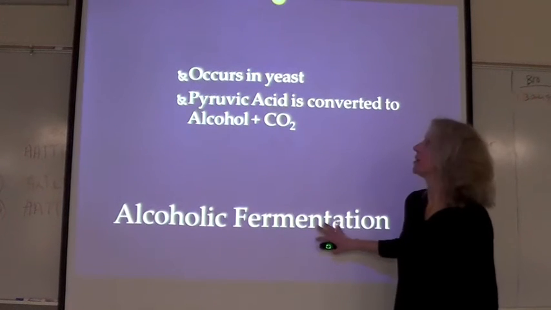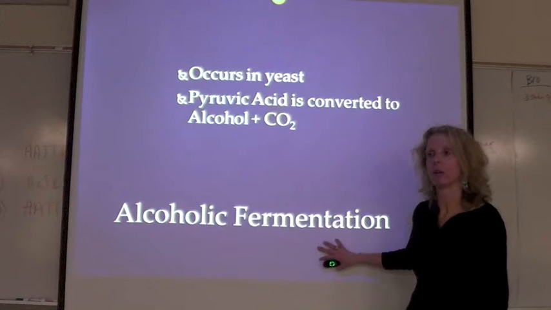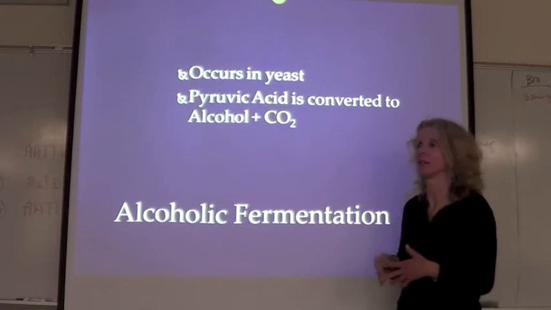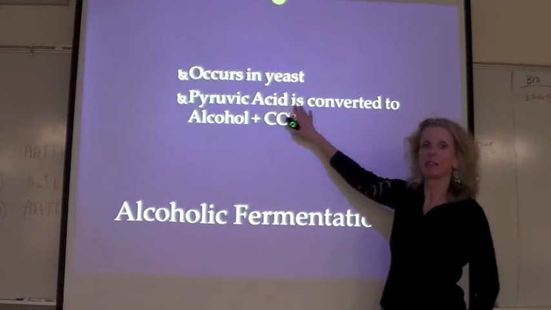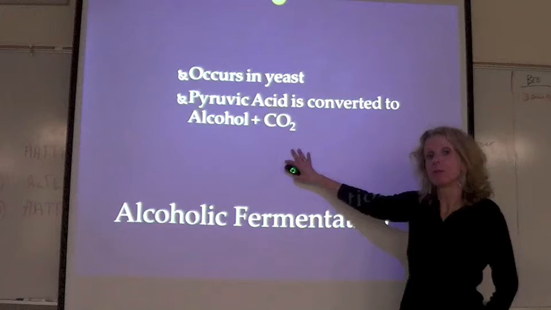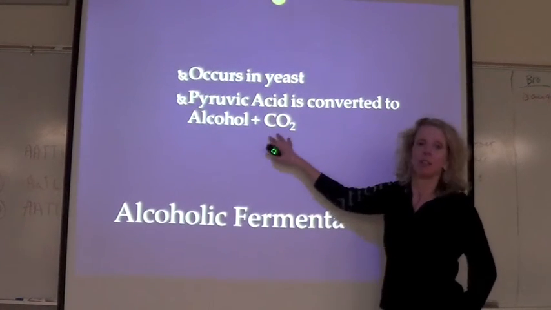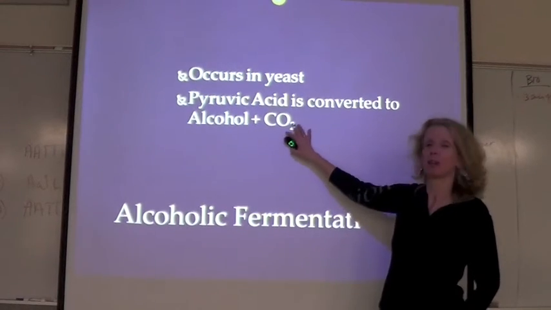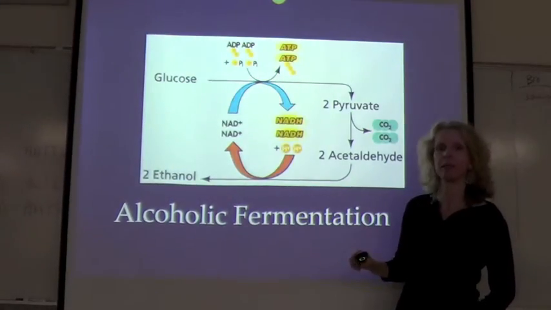Alcoholic fermentation occurs in yeast and bacteria. These are organisms that don't have mitochondria. They can just do glycolysis in the cytosol or the cytoplasm. In this case, the pyruvic acid becomes alcohol and carbon dioxide. Bakers and brewers take advantage of this reaction to make carbon dioxide bubbles and alcohol. Here's a diagram in this case.